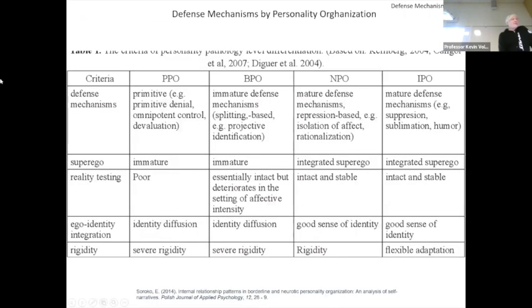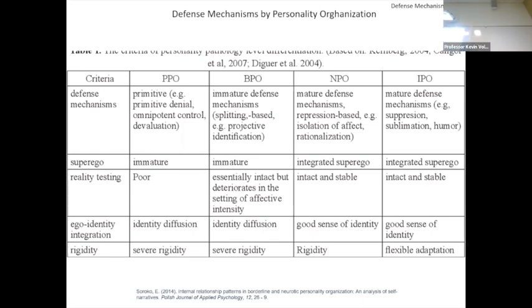And here's another way you can look at it. So these are personality organizations: psychotic personality organization, borderline personality organization, neurotic personality organization, and this one, I think, is integrated personality. This is normal. These are also in the normal range, I would say. A lot of these are in the normal range. And again, primitive things here.